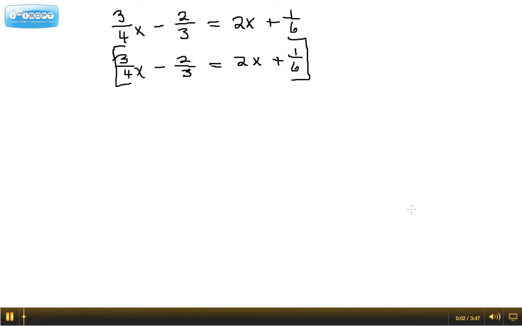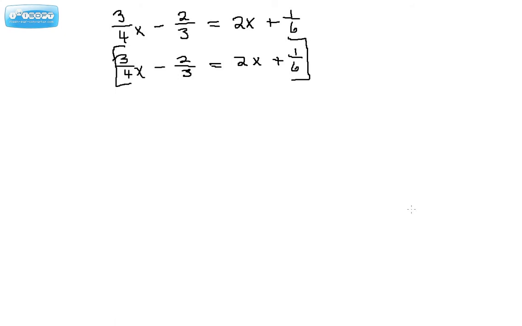How to clear fractions from an equation. Here I have an equation written, and as you can see there are several fractions in it. We first want to look at our denominators and find the common denominator for them.